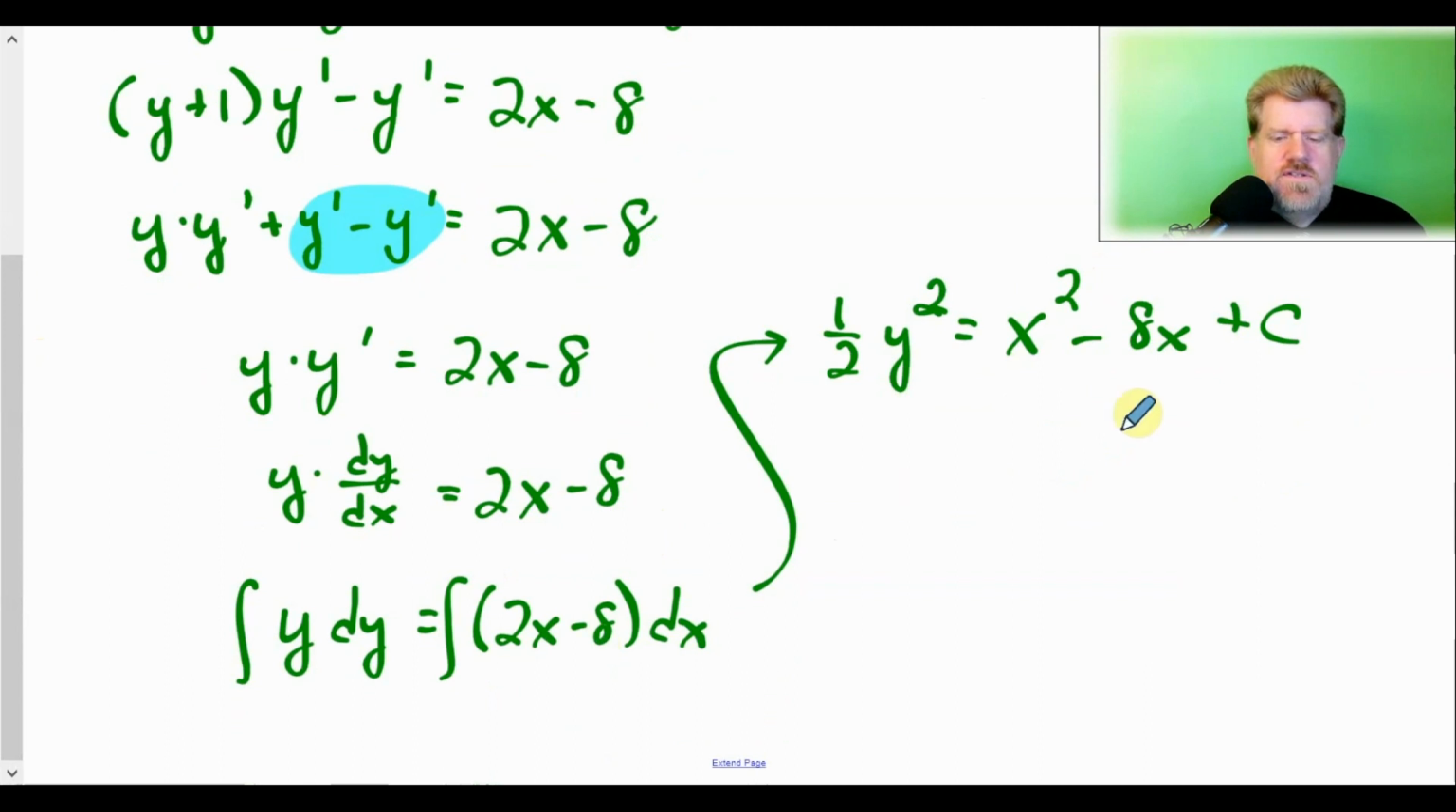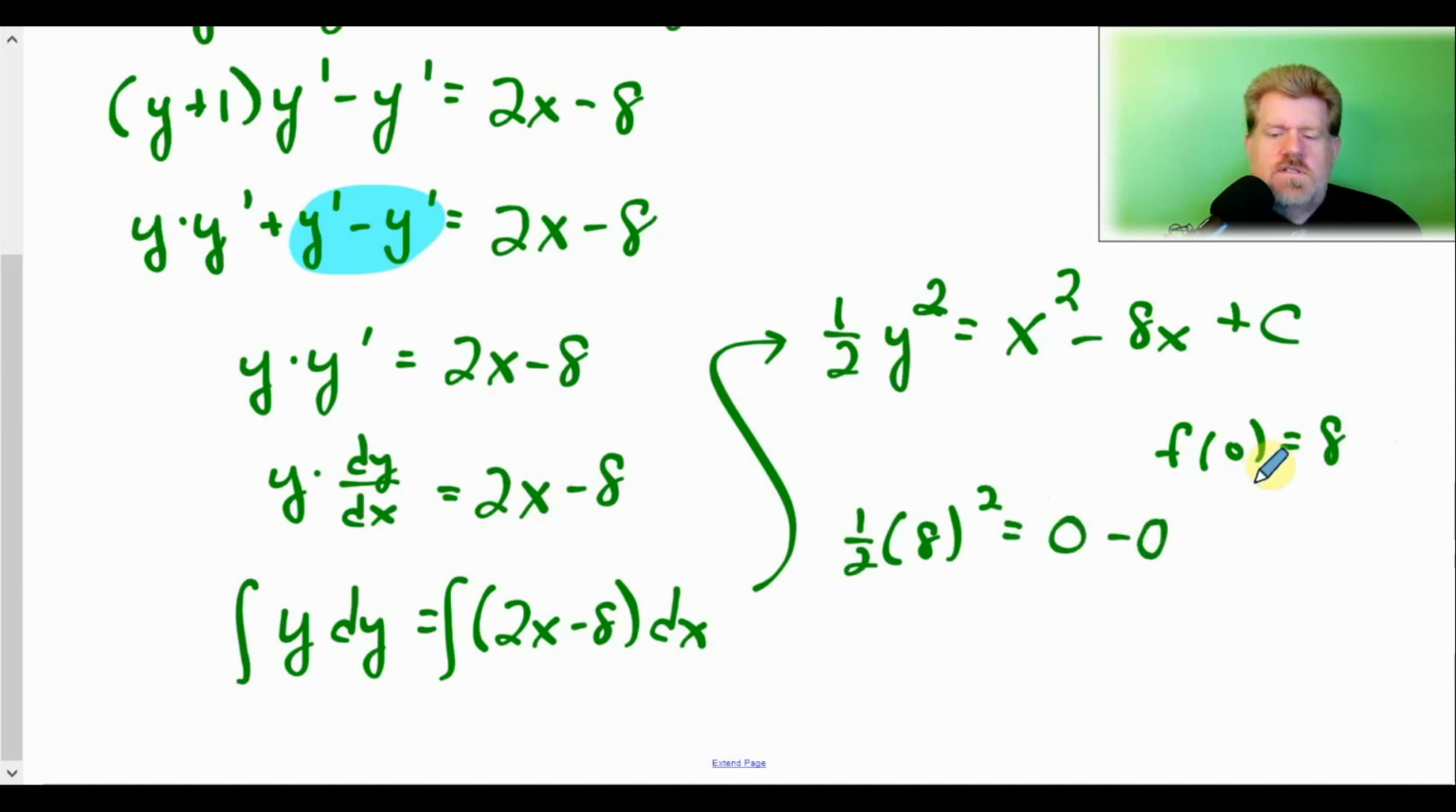I know this is true. I know that when x is 0, y is 8. Well, let's find c right away. 1/2 of 8 squared. 0 squared is 0. 8 times 0 is 0. Plus c. 8 squared is 64. Half of 64 is 32. All right, c is 32.